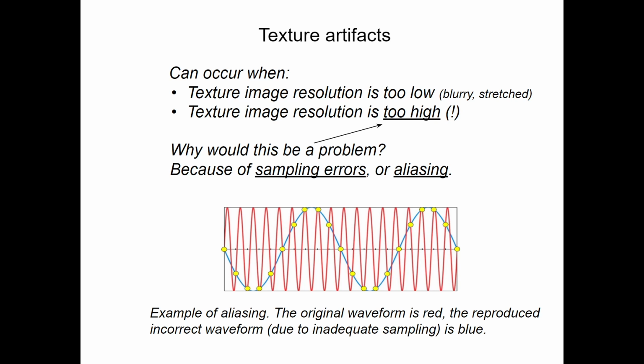Right? So texture artifacts can occur when texture image resolution is too low. That's a common one, certainly in older games. Or when texture image resolution is too high, believe it or not. Yes, there is such a thing as having too high a resolution. And what does that actually mean? Well, why would that be a problem? That's because of something called sampling error.